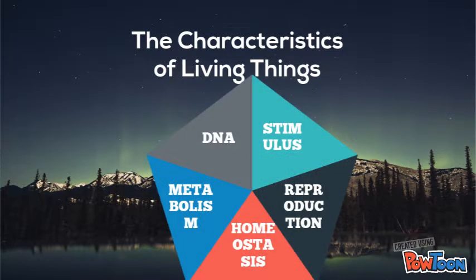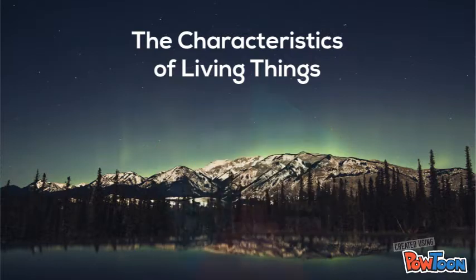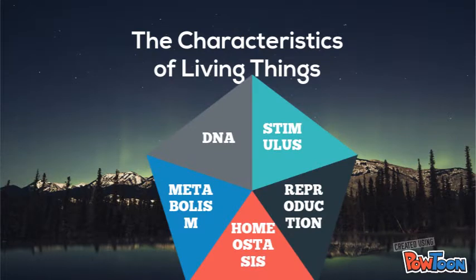Living things reproduce. There are two types of reproduction: sexual reproduction and asexual reproduction. Sexual reproduction needs two organisms. Asexual reproduction needs only one organism. Living things maintain a stable internal environment that is called homeostasis. Living things obtain and use material and energy. The combination of chemical reactions through which an organism builds up or breaks down materials is called metabolism. Living things are made up of cells.